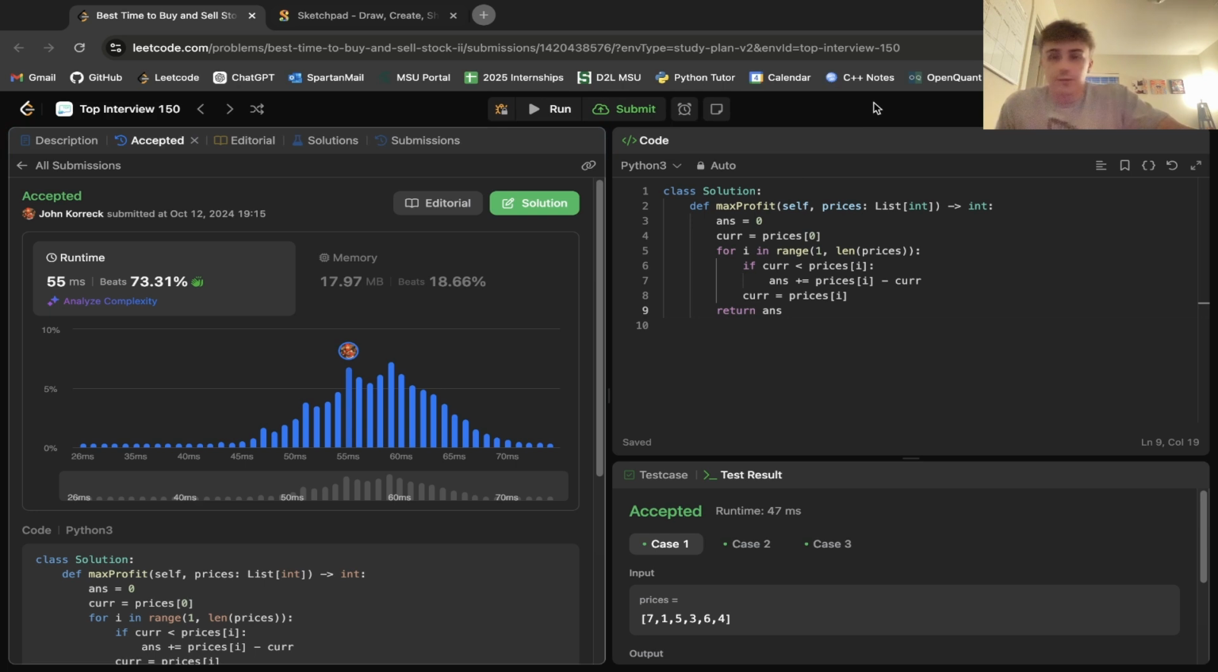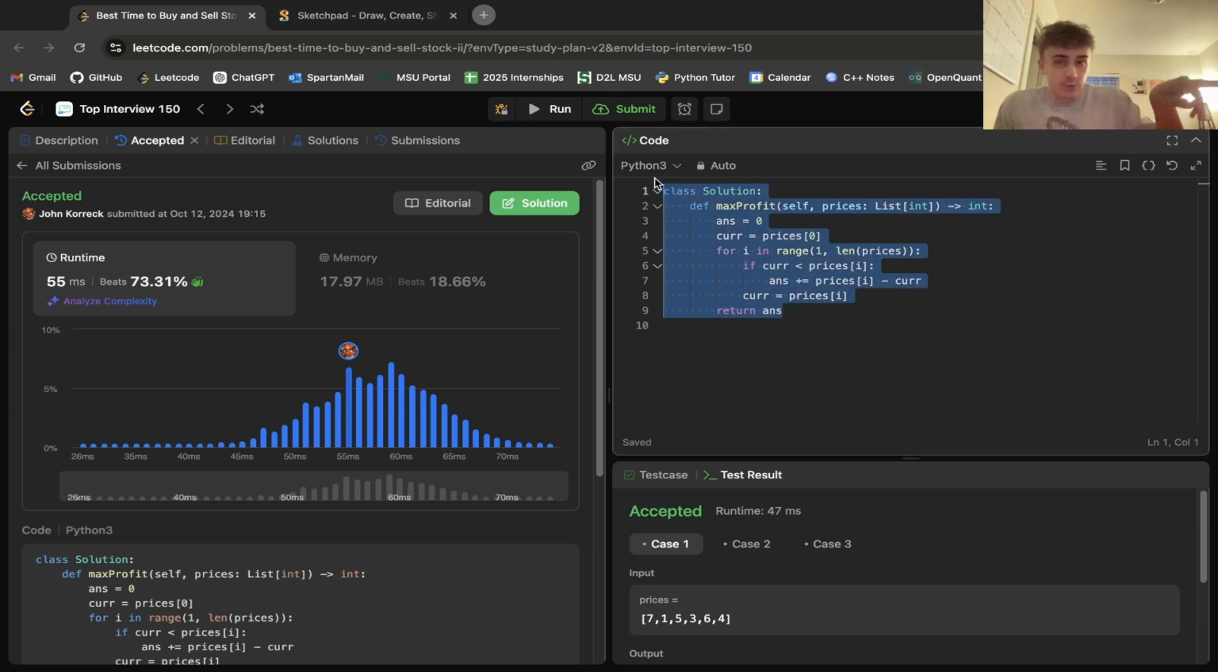It runs, and it's pretty efficient. Time complexity is O(n), because we just iterate through the list one time.